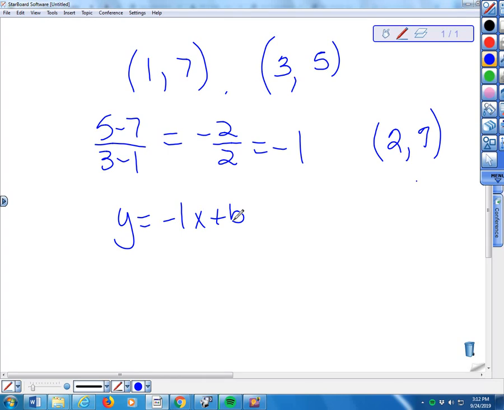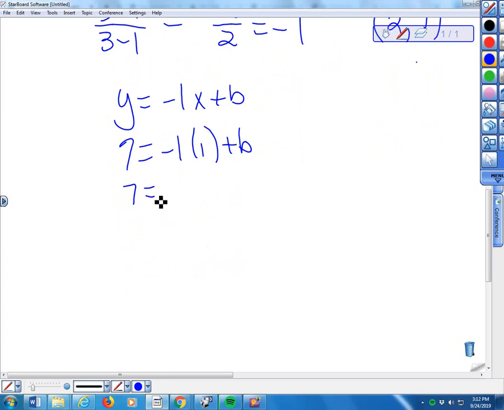So we're going to use one of these points. I'll just use 1, 7. So 7 equals -1 plus b. b is equal to 8. So the equation of my first line is -x plus 8.